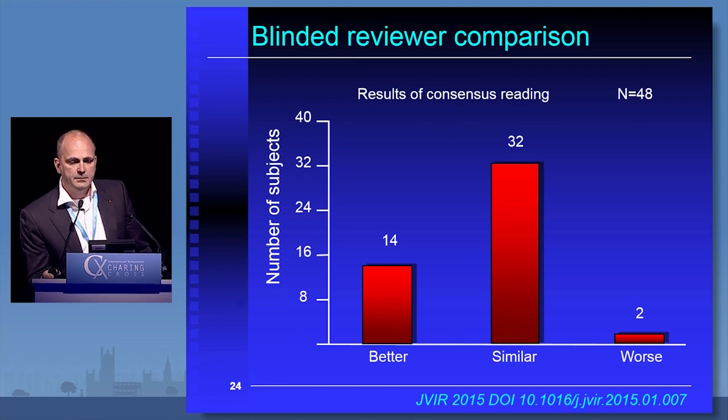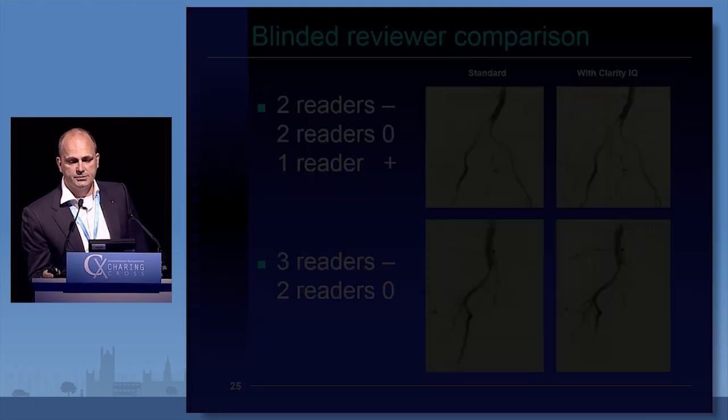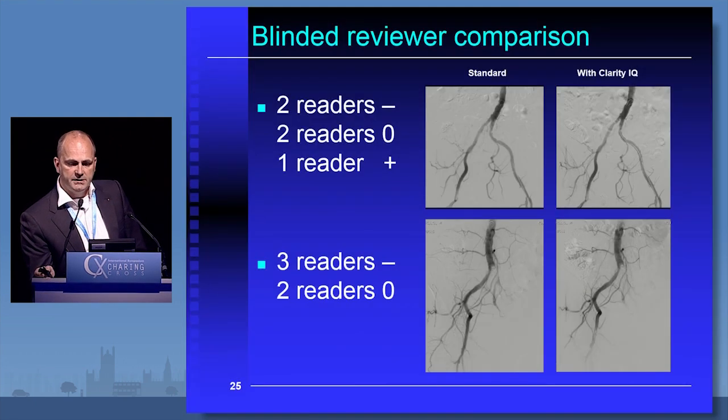These are the results from the blinded reviewer comparison, where we see that in 14 of these paired images, the image quality was considered better in the Clarity IQ patient group. They were similar in 32 patients, and we had 2 patients where the blinded reviewers judged that the image quality was actually worse. I took these 2 data sets to show you what the differences are, and you can see that there is a slight difference, but the difference is not such that the image quality is not good enough to perform a procedure.